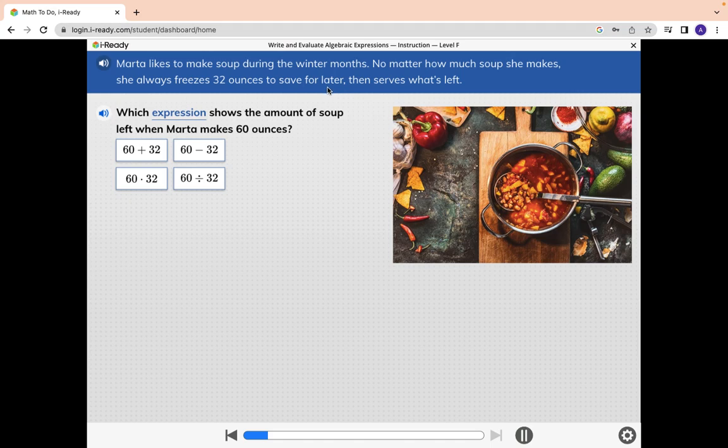Make 60 ounces of soup, and she's going to save 32. So the amount of soup left would be 60 minus 32, because she always saves 32 ounces.